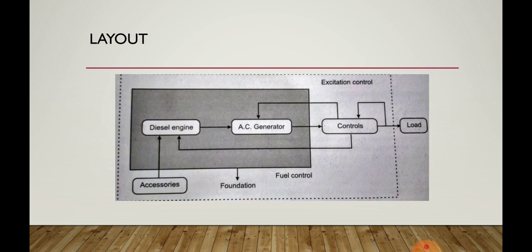Here it shows the layout. In the layout there is a diesel engine with accessories assembled, and then it is coupled to the AC generator. It means a combination of a diesel engine with an electric generator to generate electrical energy, and then controllers, various types of controls, are used to control the system at various loading conditions.